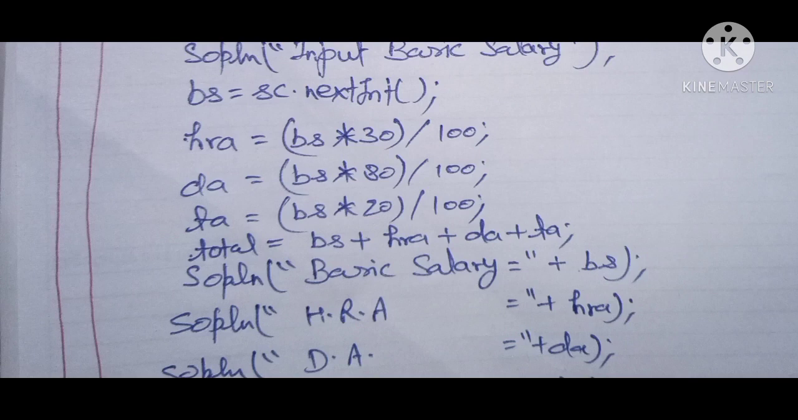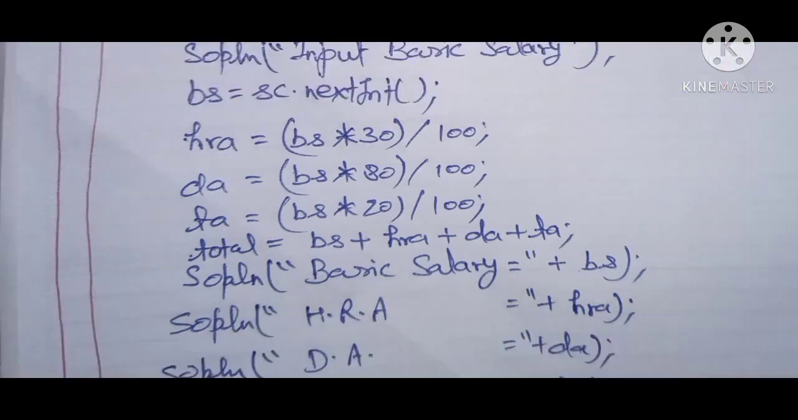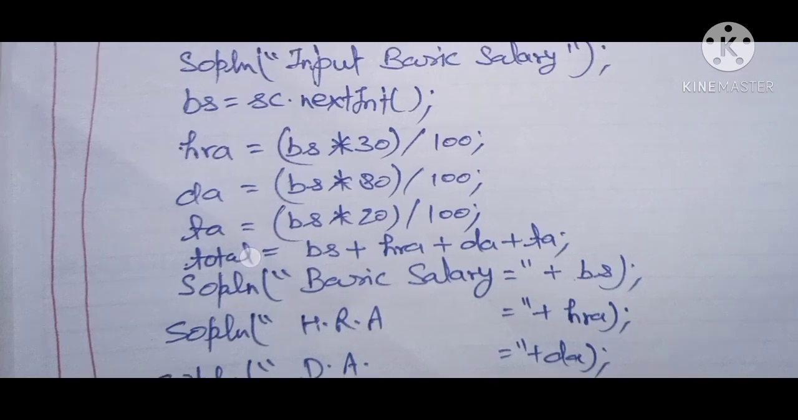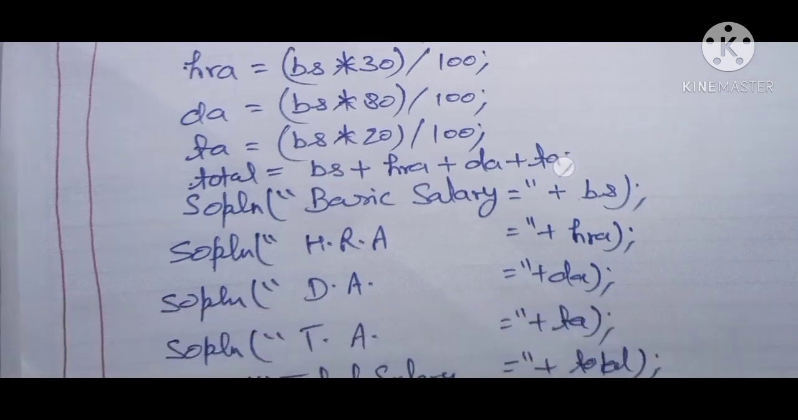Okay, after this formula we have HRA, DA and TA. All the requirements we have: we have basic salary, we have HRA, DA and TA. So the next point is we have to calculate the total salary. And as you have seen above, the total is equal to basic salary plus HRA plus DA plus TA. This is the formula to calculate the gross salary.